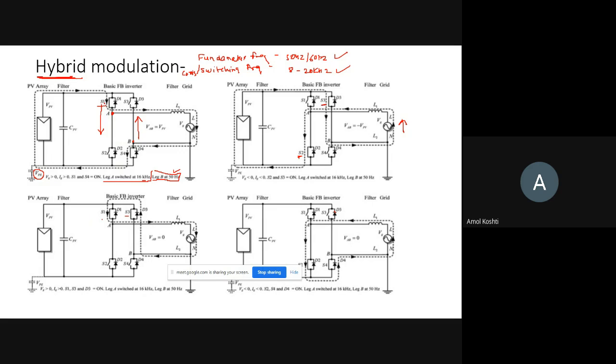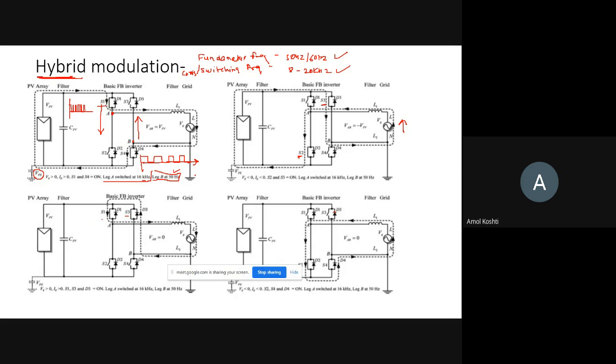So here, if we observe the pulse of S1, that pulse will be very small. Why? Because it is switched at a very high frequency. These pulses are very small. And if we see the pulses of S4 here, then its pulse width will be more, so it depends on the frequency. By using this, we are producing the output.